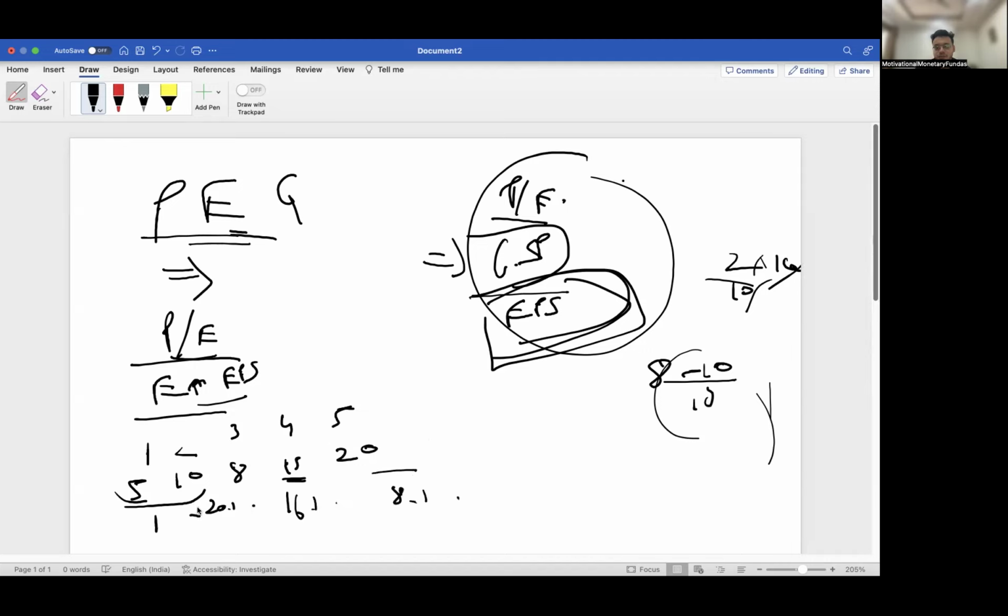Just take the average, if you're taking everything in percentages, like 100% plus 20% plus 16% plus 8% by 4. So simply you have taken the year-on-year growth in the EPS and simply taken out the average. And that number you can take in the denominator of this ratio.